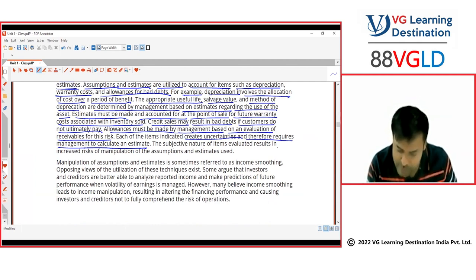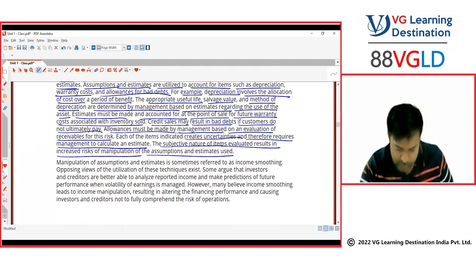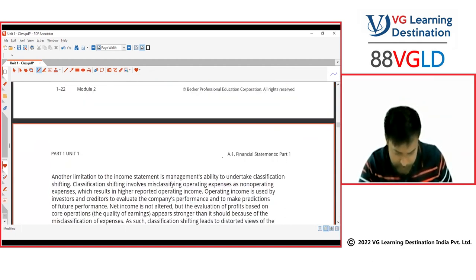The subjective nature of the items evaluated results in the increased risk of manipulation of the assumptions and the estimates used in that case. Very basic, guys. I'm going to move on.